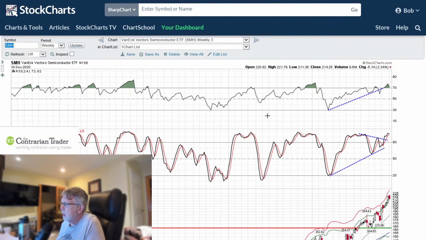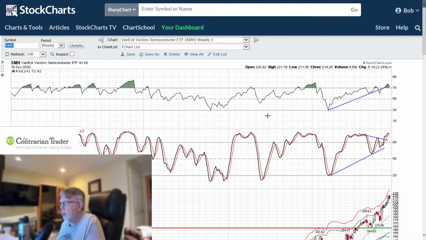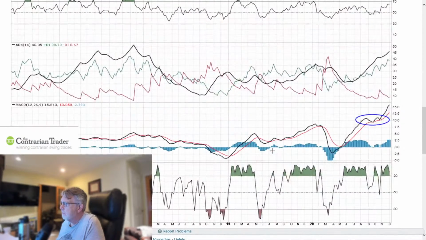Semis, down week. How much are we down? 2 1/3%. Volume's going to roll in light. Very extended on MACD. I said it was extended back here. Now, my God, it's so extended.